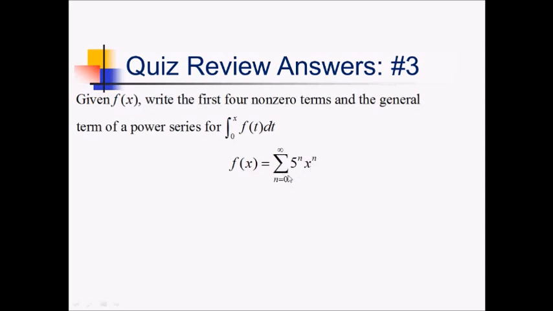So first term is just plugging in 0 for n. That's just going to be 1 times 1, which is 1. After that, plugging in 1, we're going to have 5x. Plugging in 2, we've got 5 squared, or 25x squared. And then finally, we're going to have 125 x to the third. Okay. Now for the general term, that's actually just going to be the summand of my sigma here. So 5 to the n, x to the n, gives me all the terms of the series.